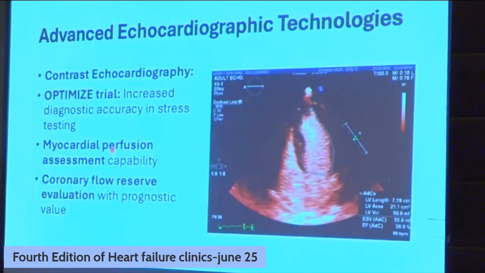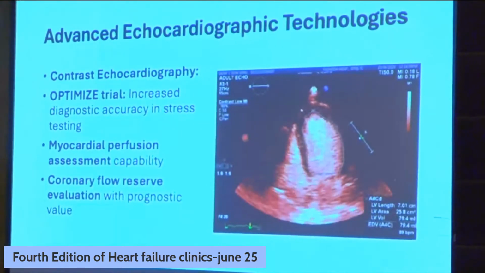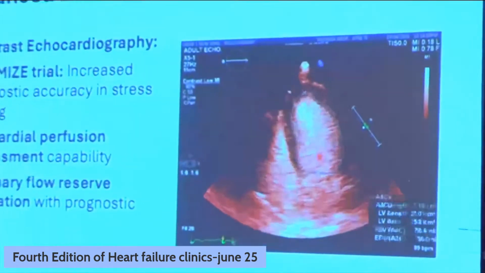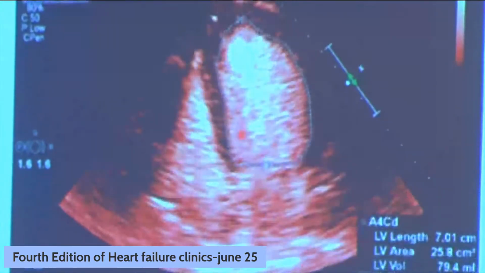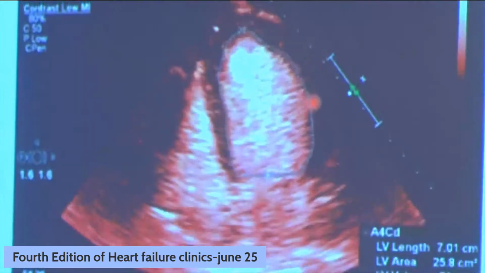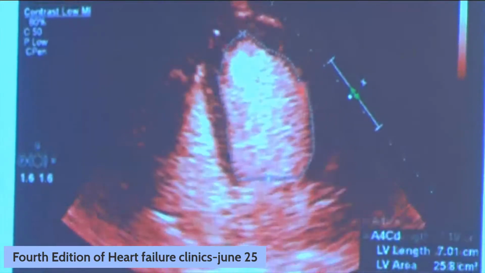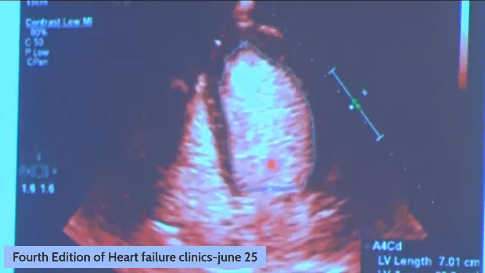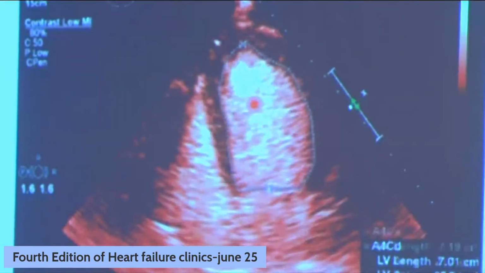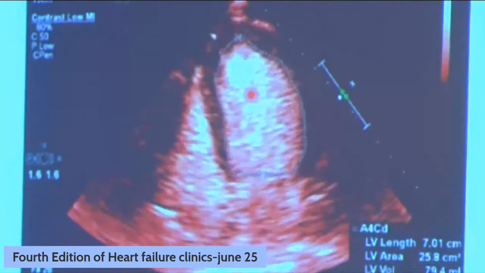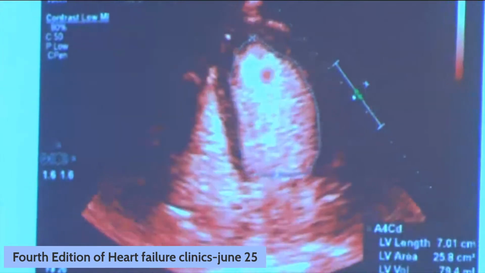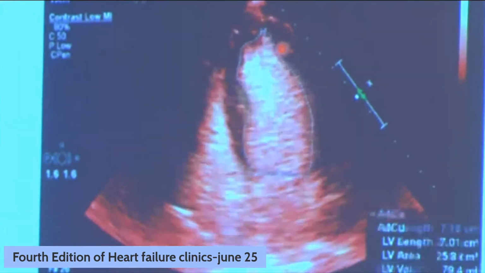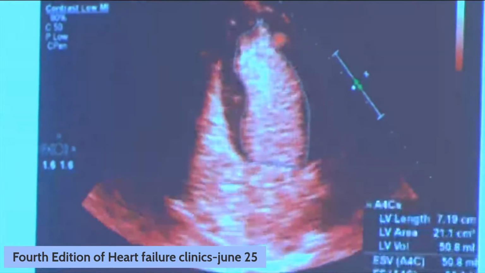3D echo also we have discussed. Now, as I told you, we can do a contrast and estimate the ventricular function. Here you can see with the administration of contrast, you can see the endocardial border nicely. So you can map the endocardial border without much of a trouble. And in a recent trial, by using a contrast stress echo, the sensitivity and specificity of stress echocardiography has increased. So nowadays we have a low threshold to do a contrast echocardiography in ischemic heart disease.